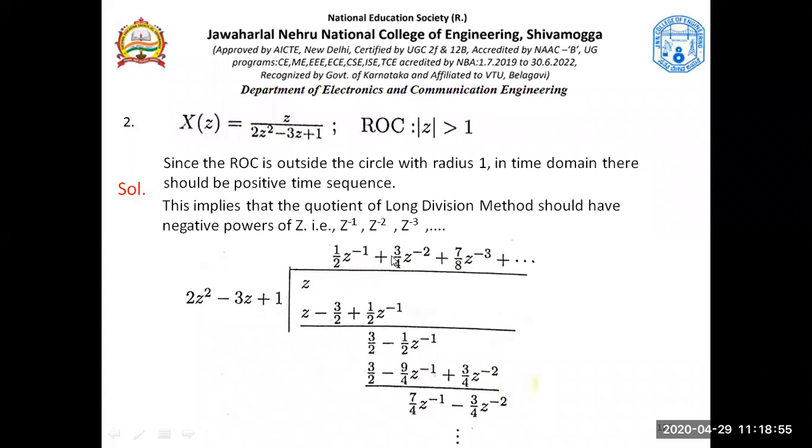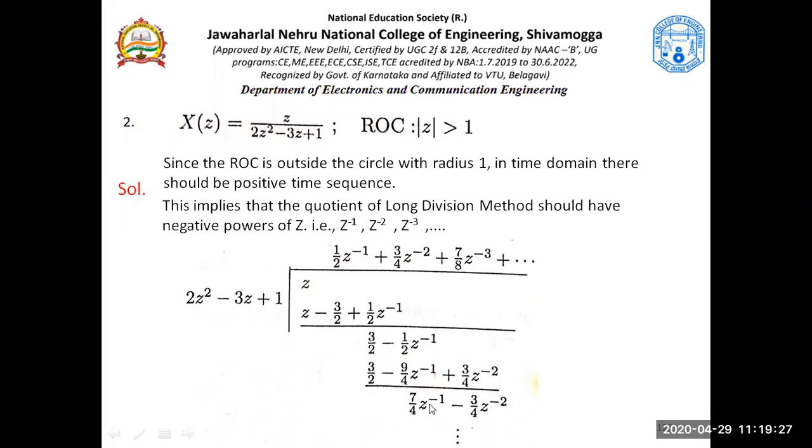See here, 3 by 2 is there, in the denominator 2 is there. I want 3 by 2 from here. So what term will you multiply with this? With this term you multiply 3 by 4 Z to the power minus 2. So Z to the power minus 2, Z to the power 2 would go off, and what remains? 2 into 3 by 4 would give you 3 by 2. So what you multiply with this should give you this term, so that it will get cancelled.